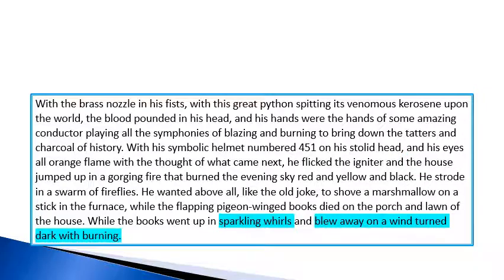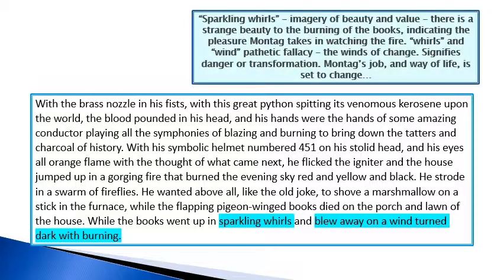We've also got words like the books went up in sparkling whirls, blew away on a wind turned dark with burning. And I like sparkling whirls. This is the imagery of beauty and value, as though Montague finds a strange beauty in the burning of the books. That's the impact it has on him. It indicates the pleasure he takes in watching the fire, sparkling whirls. He thinks it's almost beautiful to watch the fire devour things.